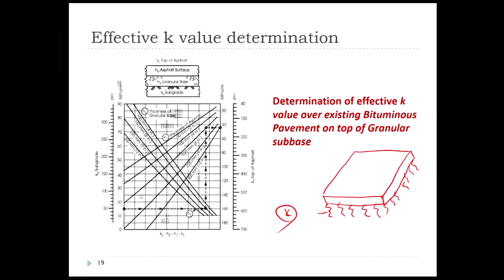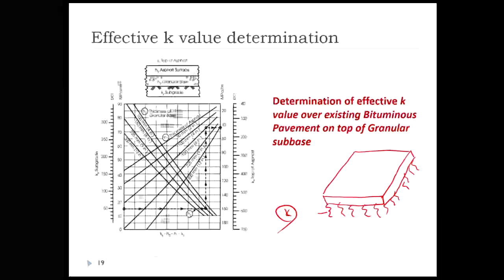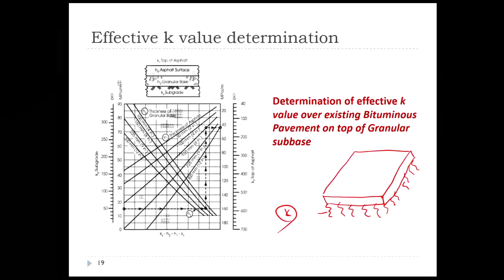Now coming to white topping, your slab is resting above a bituminous surface. So basically the foundation comprises the lower subgrade, our granular layers, and also a bituminous surfacing. So basically we need to find out the effective K value. For finding out the effective K value, there are charts which are provided. So you can find this design chart.